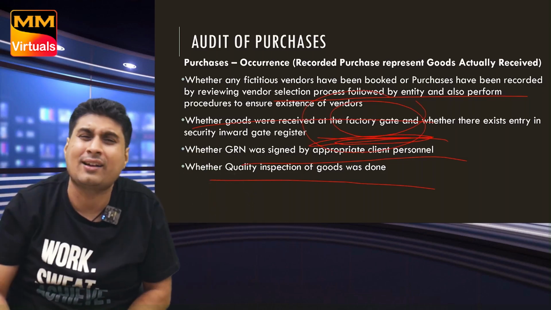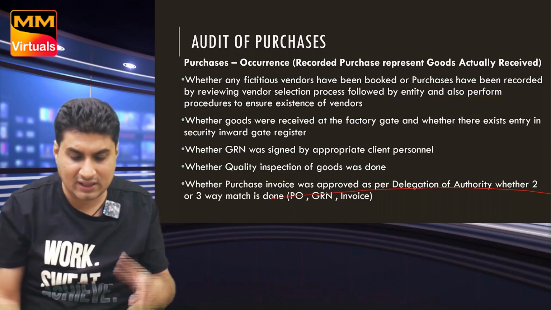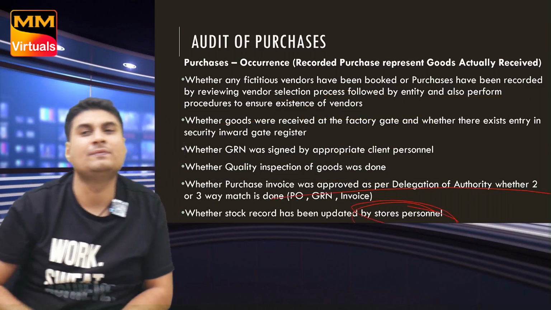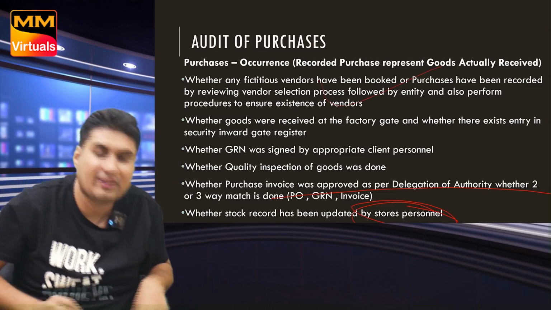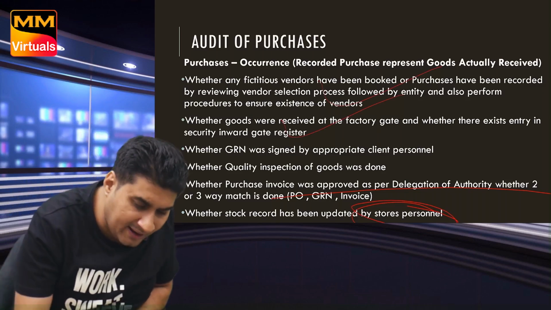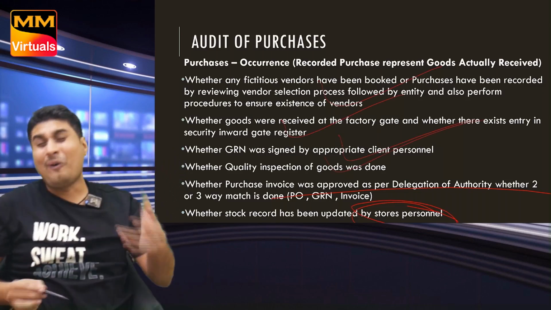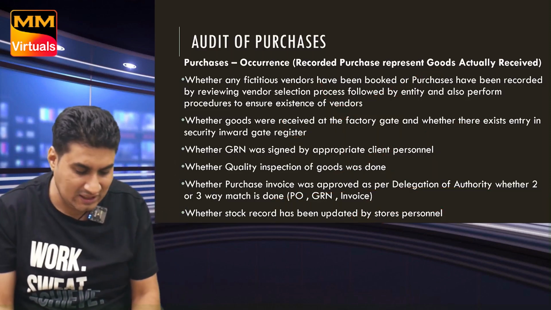What more will you check? Next, three-way checking is done. Very good. Two-way and three-way both are given, but I will teach you three-way only. And stock is updated by all people. See, how many evidences? Vendor selection perfect. Also entered in the gatekeeper register. Also checked by GRN updated. Also quality inspection. Also stock is updated. How much evidence do you need? And three-way match is also there.